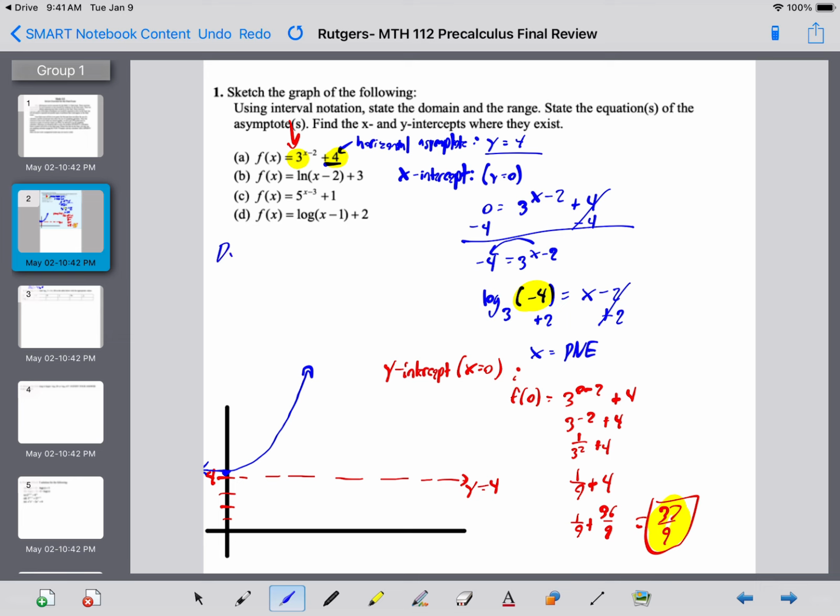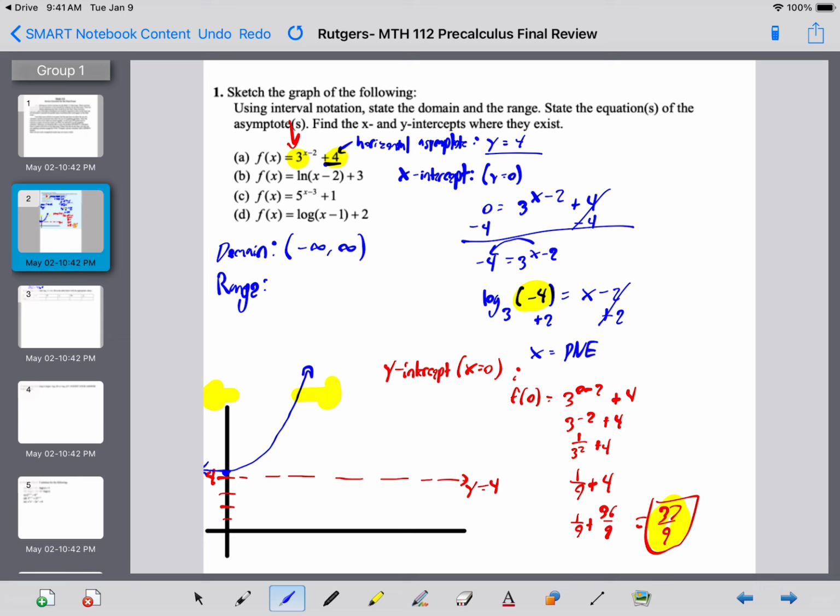So now for the domain and the range. It will forever continue in the left direction. It will forever continue in the right direction. A domain is all the x values that a function exists on. So that would be negative infinity to infinity. We use parentheses because we cannot define infinity. It is not a definite number. It continues to go on and on.